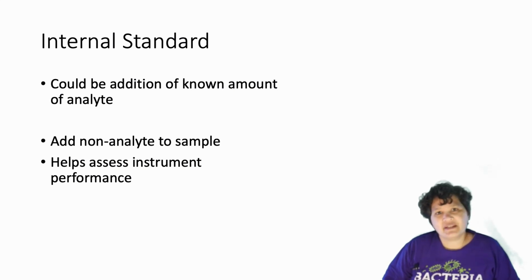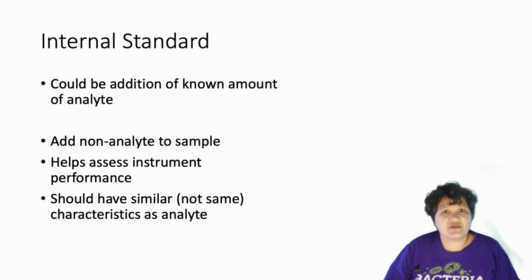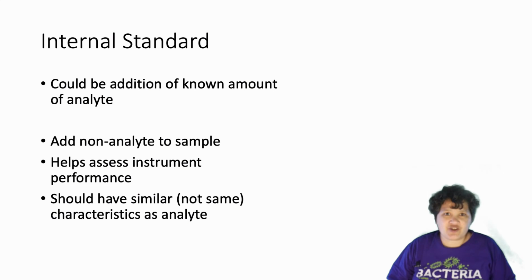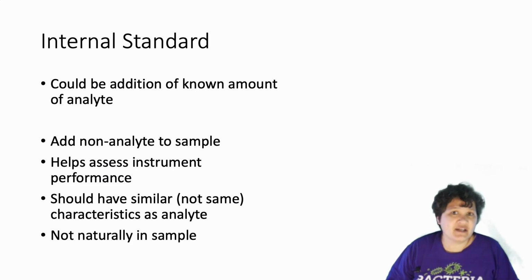Now, when you're picking an internal standard, you want to make sure it has similar characteristics to your analyte. Well, at least as far as the instrument is concerned. For example, when you run water samples on the ICP-MS, your analytes are detected by their mass, so you want to pick an internal standard that has a fairly similar mass to your analyte. However, you always want to make sure that whatever internal standard you pick is not likely to be found in your sample, and for the ICP-MS, we use really rare metals.